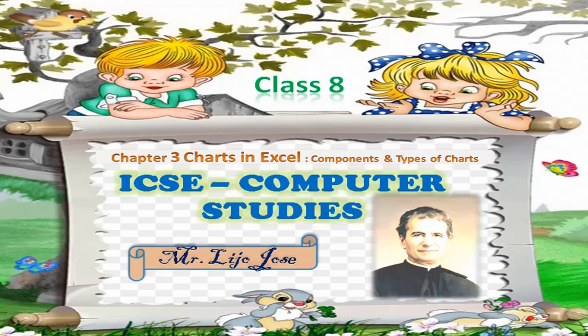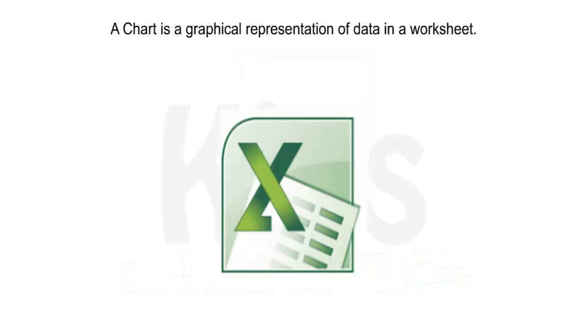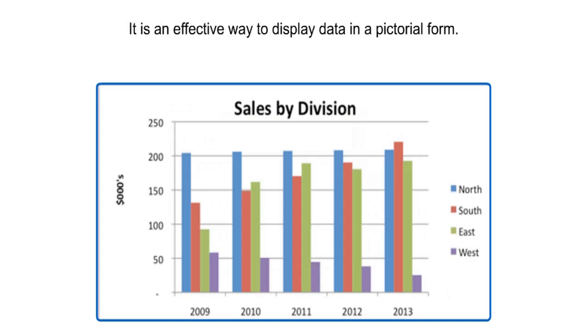Today we are going to start a new chapter, that is chapter 3, charts in Excel. A chart is a graphical representation of data in a worksheet. Graphics means pictures, icons, images, etc. It is an effective way to display data in a pictorial form, like a picture.